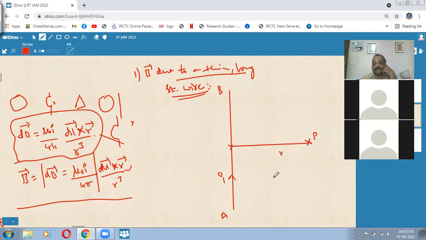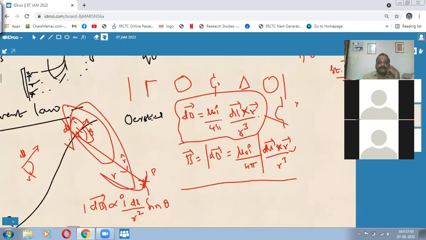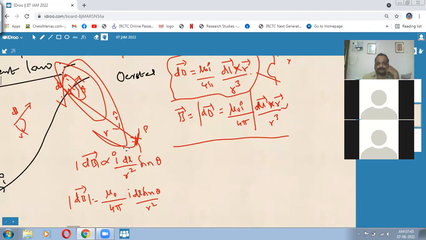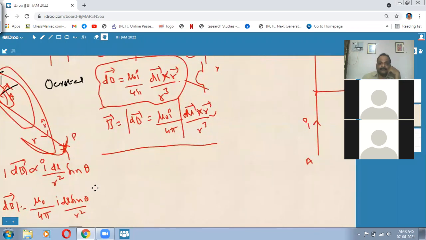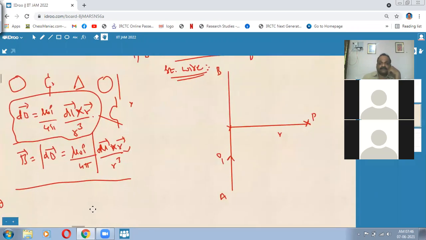How much is that magnetic field? It means the distance is the perpendicular distance. Earlier in Biot Savart Law, it is the actual distance between the current element and the point P, that we have taken as R. But here it is the perpendicular distance from the wire.